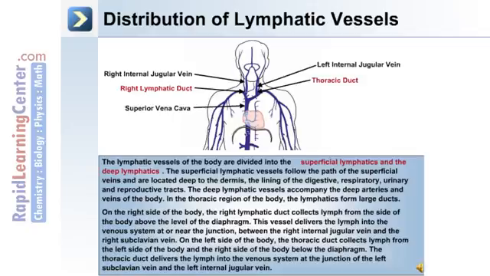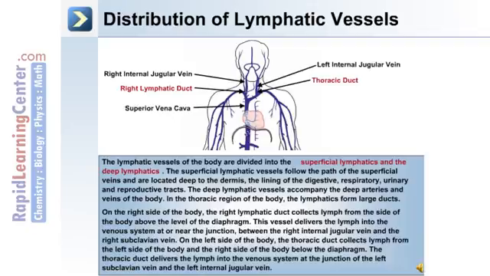In the thoracic region of the body, the lymphatics form large ducts. On the right side of the body, the right lymphatic duct collects lymph from this side of the body above the level of the diaphragm. This vessel delivers the lymph into the venous system at or near the junction between the right internal jugular vein and the right subclavian vein.